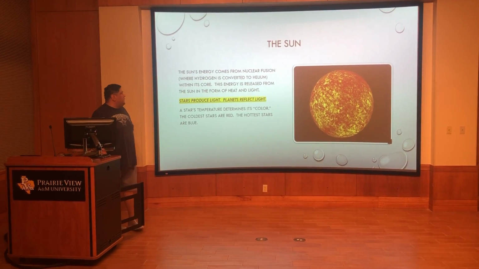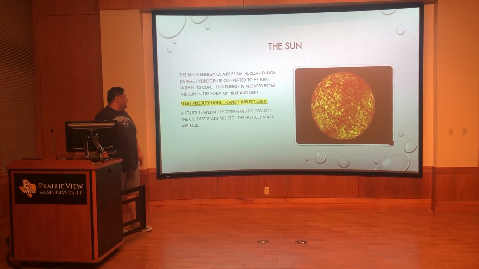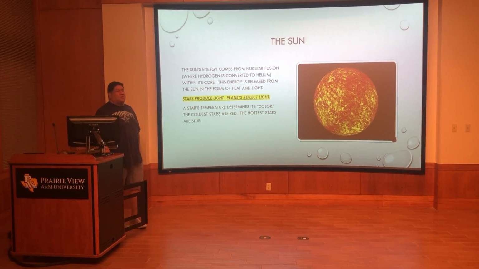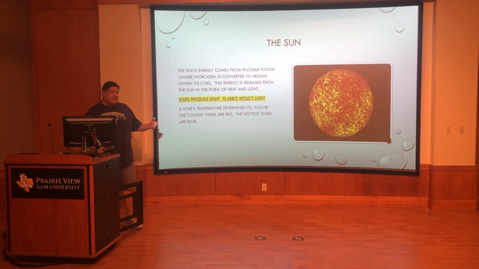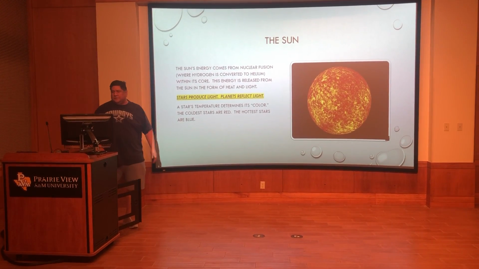A star's temperature determines its color. The coldest stars are red, the hottest stars are blue. You would figure the hottest stars would be bright red, but in contrast, like it says, it's blue.